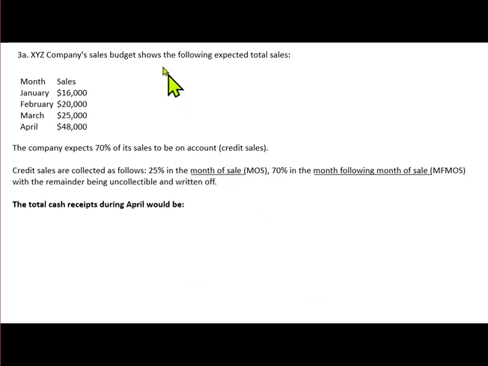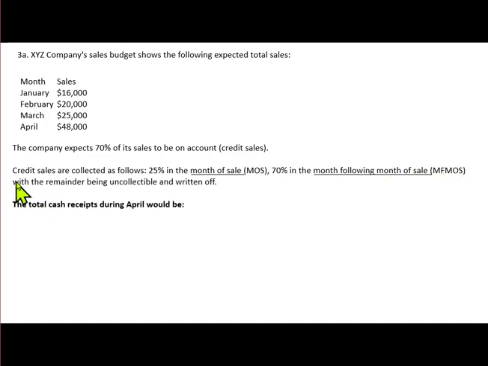We've got the following sales budget showing the expected total sales for each of these months: January, $16,000. February, $20,000. March, $25,000. April, $48,000. The company expects 70% of its sales to be on account. And so if 70% of its sales are on account, that means 30% are going to be in cash. Credit sales are collected at the following rate: 25% in the month of sale, and 70% in the month following sale.